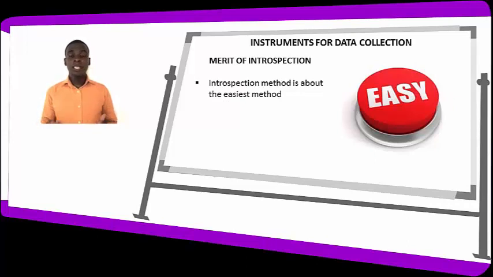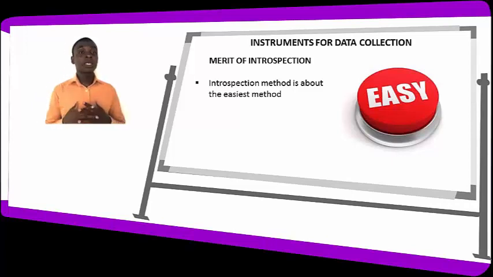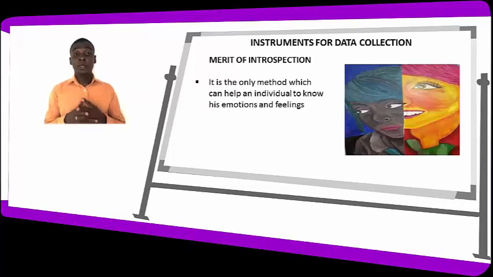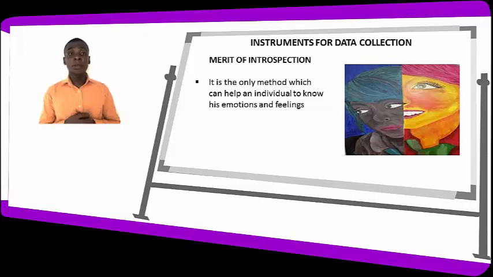Then number 3, introspection method is about the easiest method. Everybody could actually introspect. Everybody could observe, look at things and understand what's going on. And number 4, it is the only method which can help an individual to look at his emotions and feelings. It is through introspection that you can understand the emotions and feelings of individuals. Now let's look at the disadvantages of introspection.